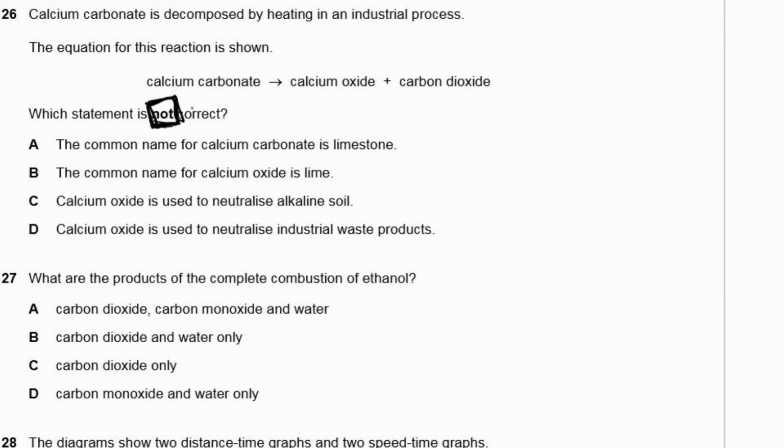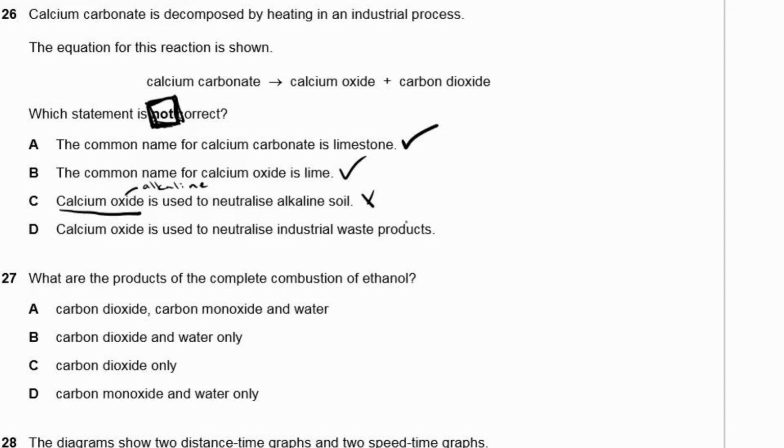Okay, so if we look at this, the common name for calcium carbonate is limestone. Yes, that is correct. The common name for calcium oxide is lime. Yes, that is also correct. Calcium oxide is used to neutralize alkaline soil. That is not correct because calcium oxide itself is alkaline when it's dissolved in water. So you can't neutralize an alkaline with an alkaline, or alkali with an alkali.